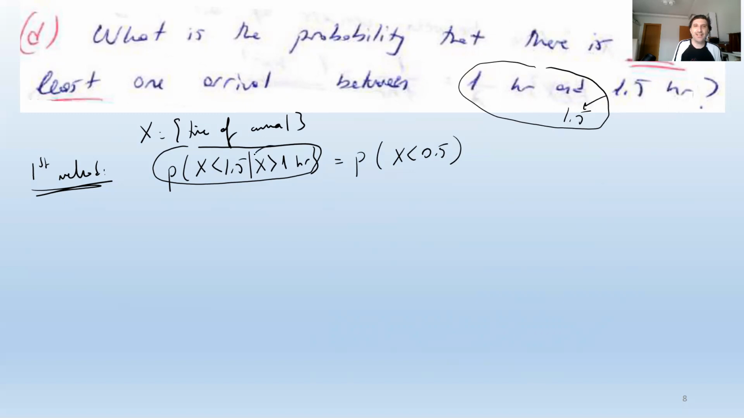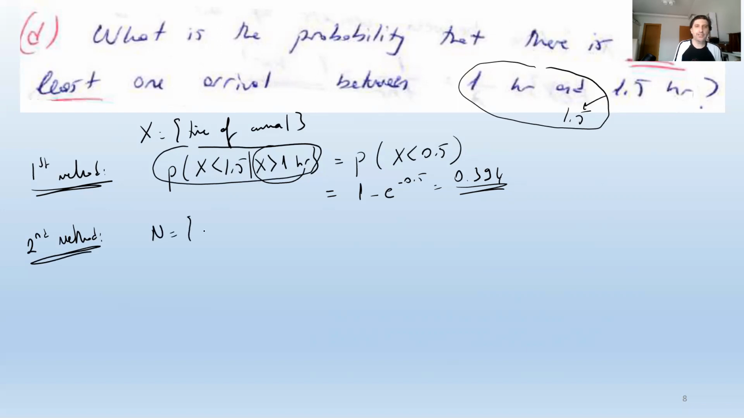So x is greater than 1, x is smaller than 1.5. This is the only condition that I'm interested in, so I don't care about the rest. Therefore, we just put the values here. This is going to be 1 minus exponential minus 0.5, and 0.3935 is the result.